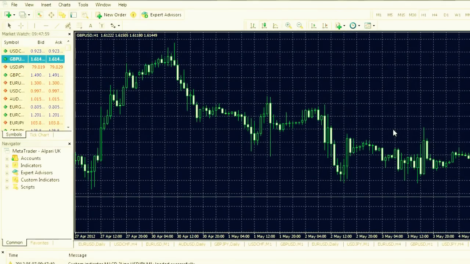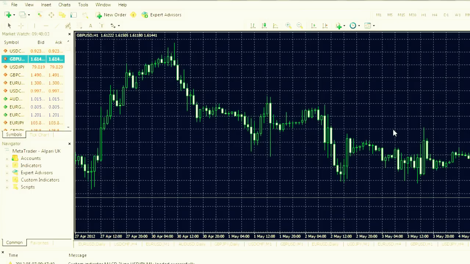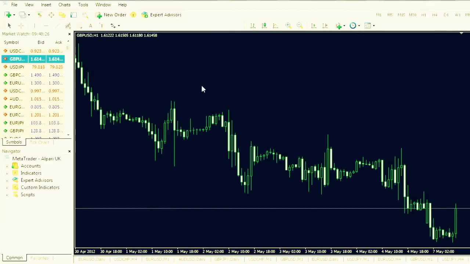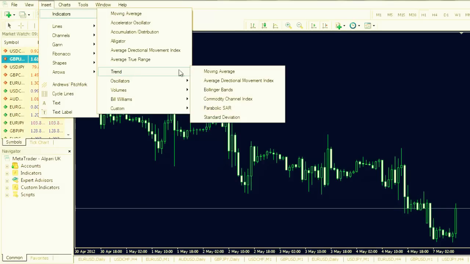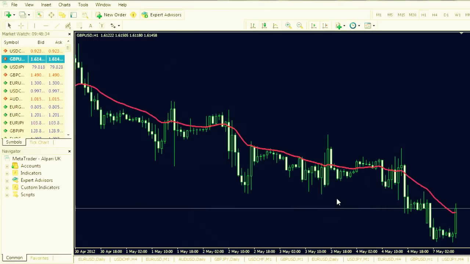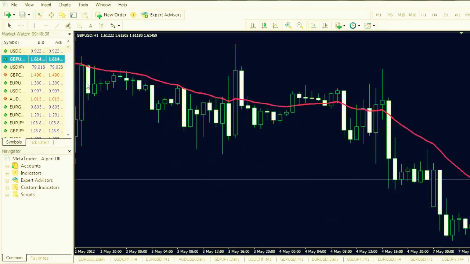Okay, here is my MT4 platform. Here I have a GBPUSD on a time frame of 1 hour. I'll just go and set it to look nice. Also we'll add here a 21 exponential moving average. We'll zoom in a little.